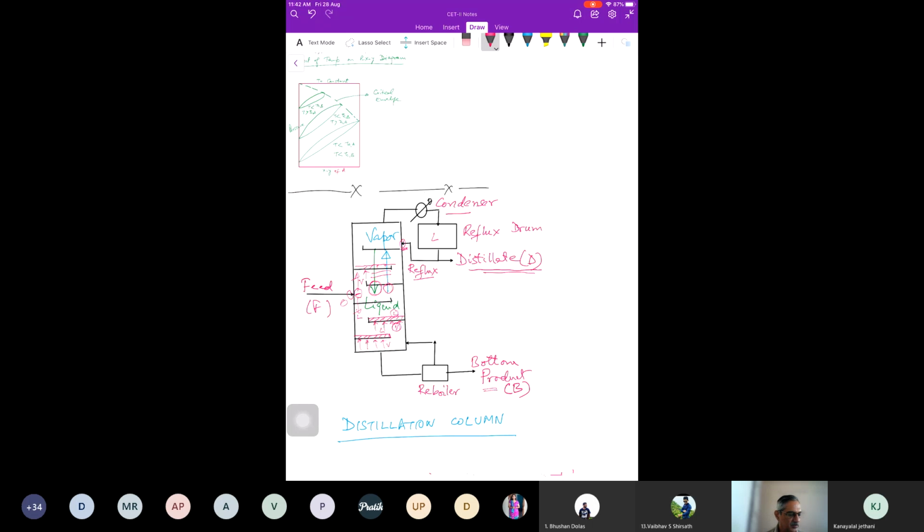And what comes out at the bottom, this liquid, is taken out as a product, the bottom product, and then the boiler is actually vaporizing it. So this vapor comes back and is sent again to the column. So this is the functioning of a distillation column.